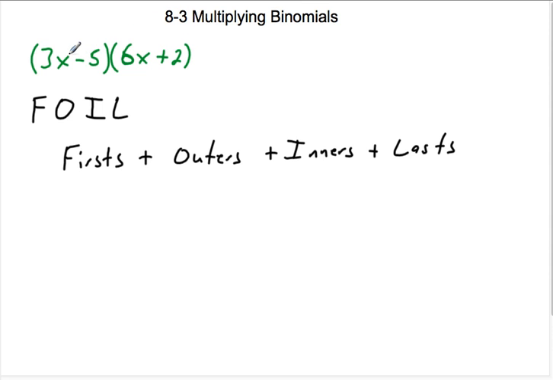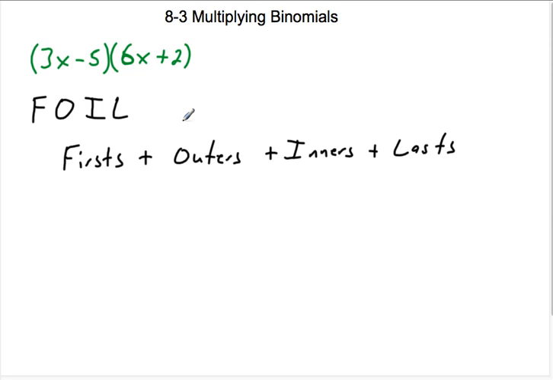in the other parentheses. So this 3x is going to need to be multiplied to the 6x and to the 2. This negative 5 is going to have to be multiplied to the 6x and the 2. Okay, now the 3x and the 5 will not multiply together, and the 6x and the 2 will not multiply together, but each term has to multiply to each term in the other parentheses.